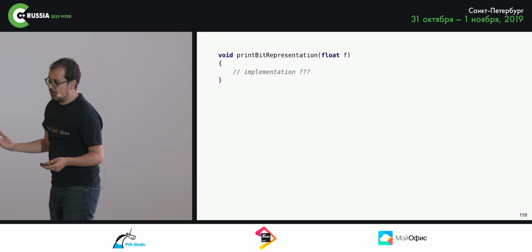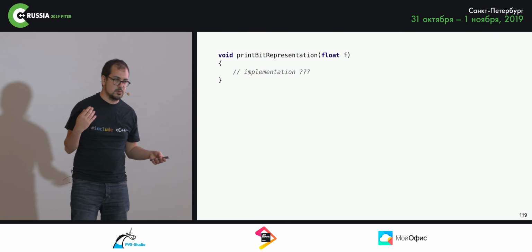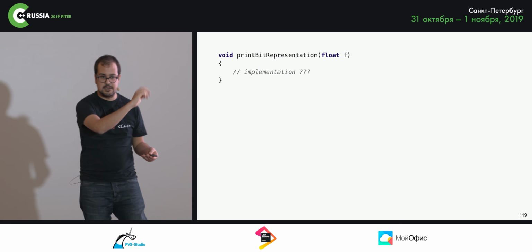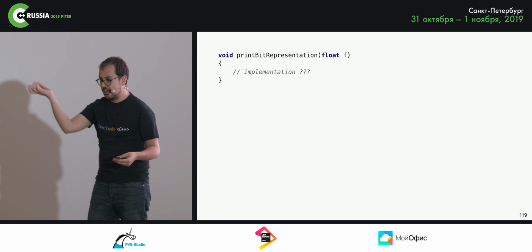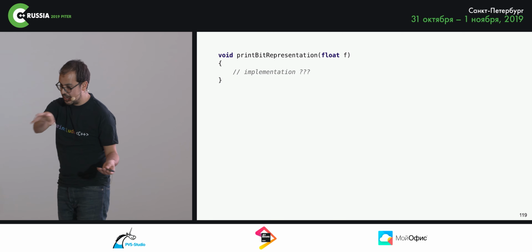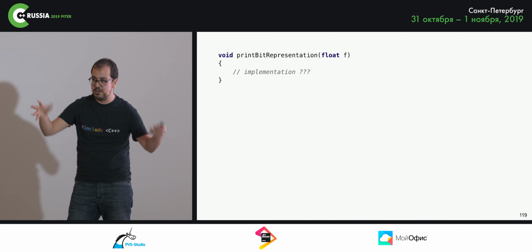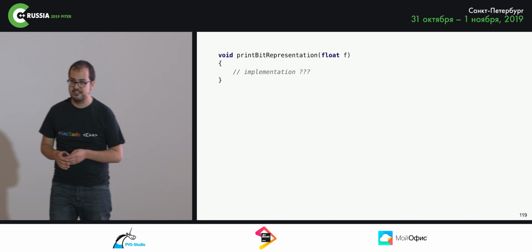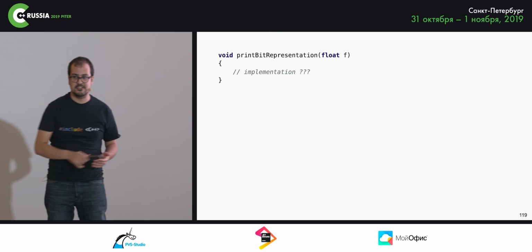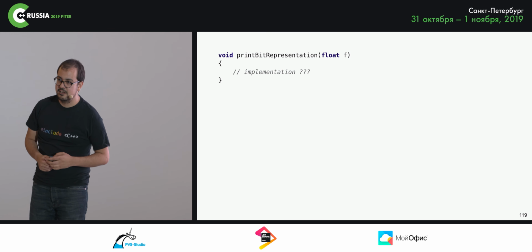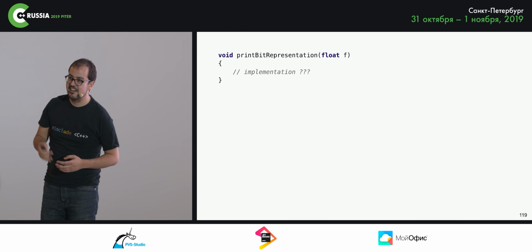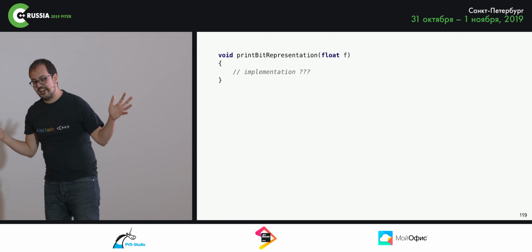So let's say we have a function like this, which is supposed to print the byte representation of an object, okay? So you get an object, for example, a float, and you just want to print the bytes. Like maybe you're implementing a hex editor. Let's implement a hex editor. How do you do this in C++? How do you implement this function? Copy. Well, yeah, so that's the thing.